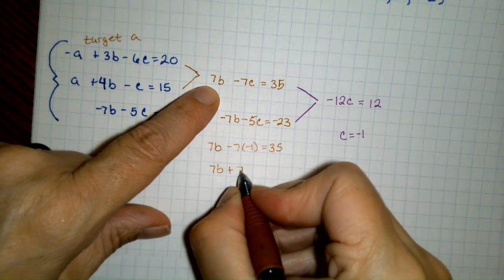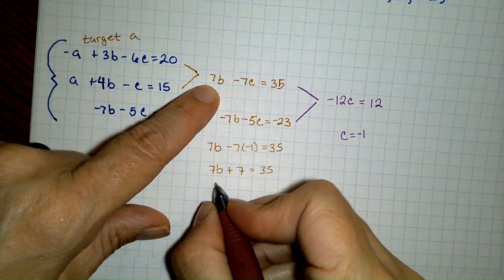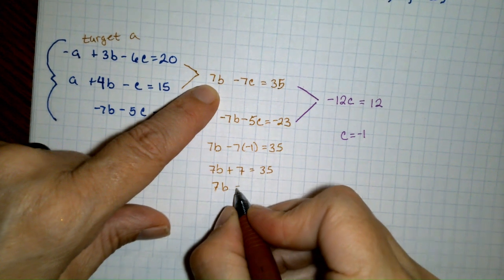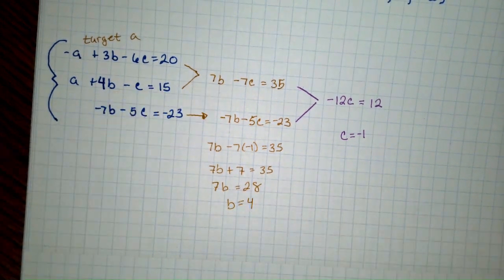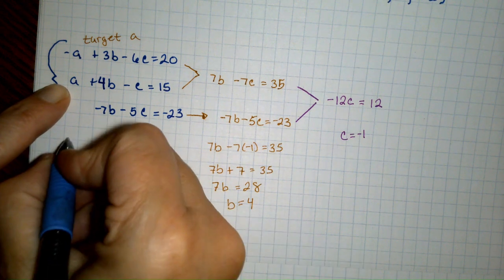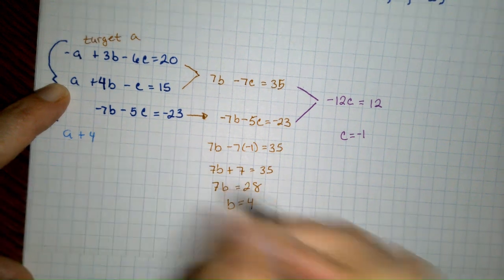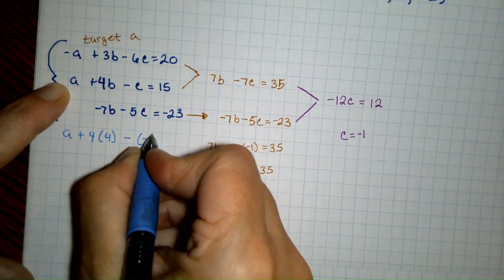7b plus 7 equals 35. Subtract 7 over and divide by 7. Okay, again, I like using the positive lead coefficient, so I'm going to use this one right here that has a plus 4 times b, which was 4, minus c, which was negative 1.